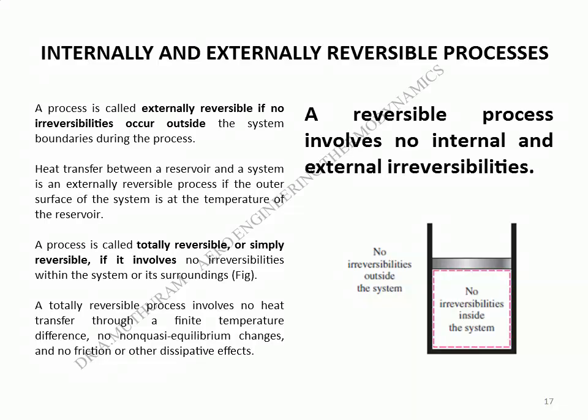A process is called totally reversible, or simply reversible, if it involves no irreversibilities within the system or its surroundings. Fig. A totally reversible process involves no heat transfer through a finite temperature difference, no non-quasi-equilibrium changes, and no friction or other dissipative effects. The reversible process involves no internal and external irreversibilities.